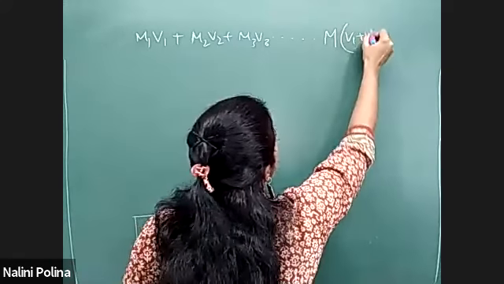So the resultant solution's molarity, if you want to find out, is m1v1 plus m2v2 plus m3v3 divided by v1 plus v2 plus v3. So this is a general form. From this only we can write this formula. Clear? Okay, so now you can just open your book, CET level, that is our page number 19.